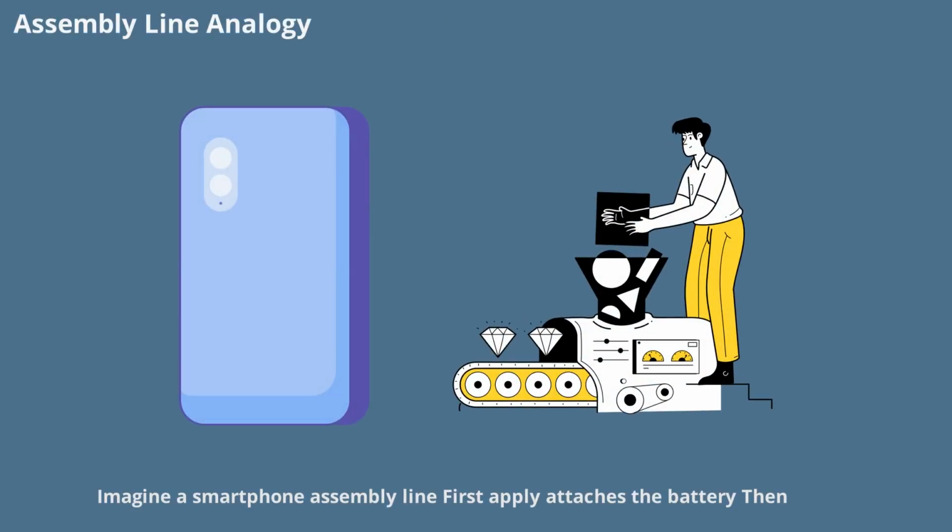Imagine a smartphone assembly line. First, apply attaches the battery, then also scans the barcode for logging. Finally, let boxes the phone and attaches a shipping label, converting it into a shippable parcel.